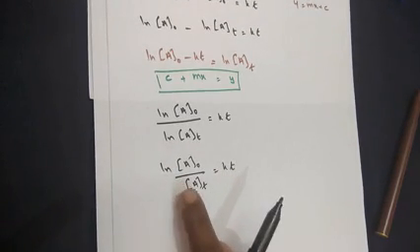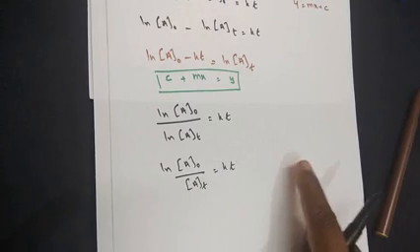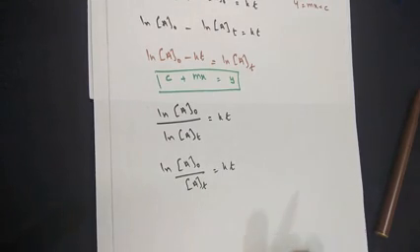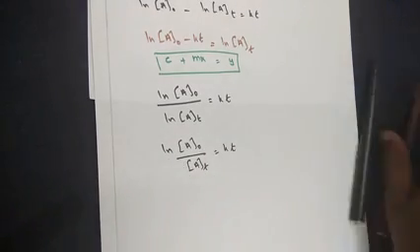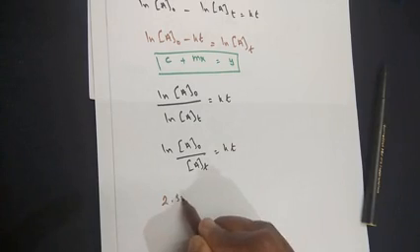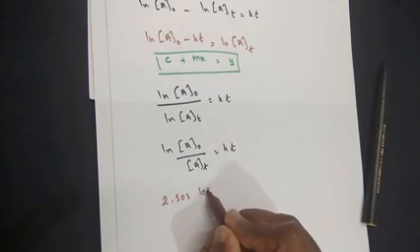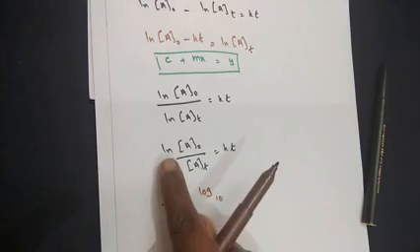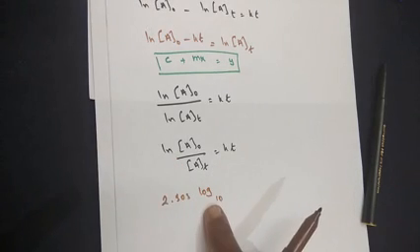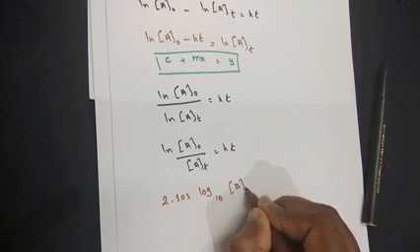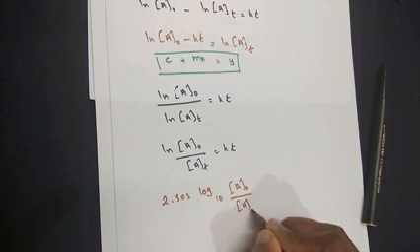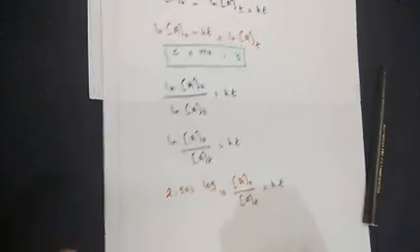Natural log can be converted into usual log with base 10 by multiplying it with 2.303. So when I multiply it, I get the steps as 2.303 into log to the base 10. I'm converting a natural log into usual log with base 10. So 2.303 into log to the base 10 of concentration of A naught by At is equal to Kt.